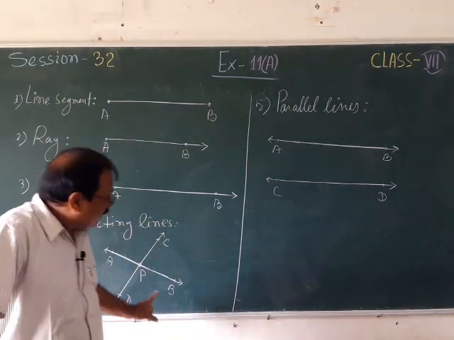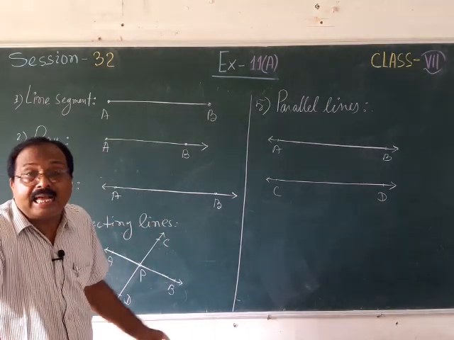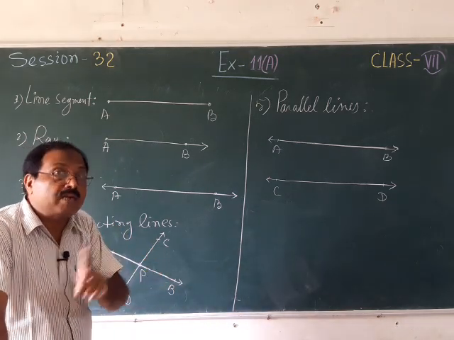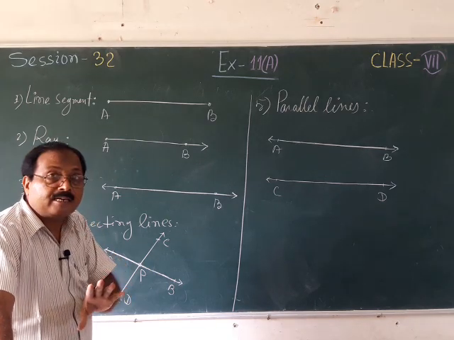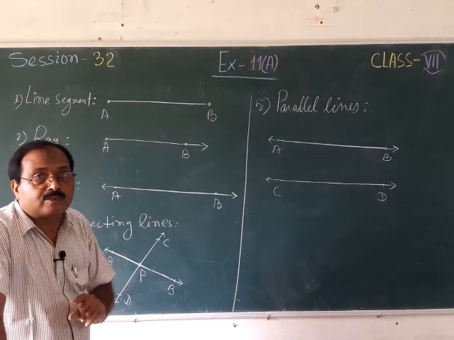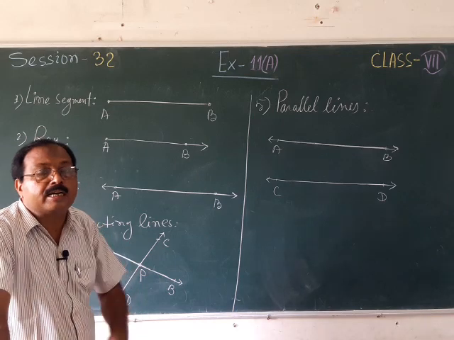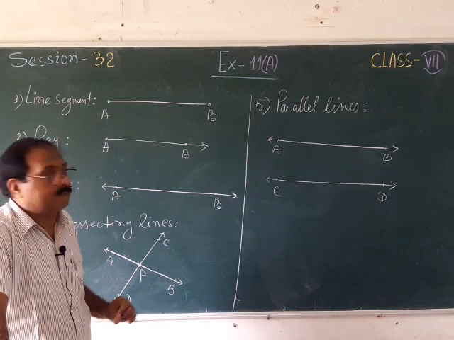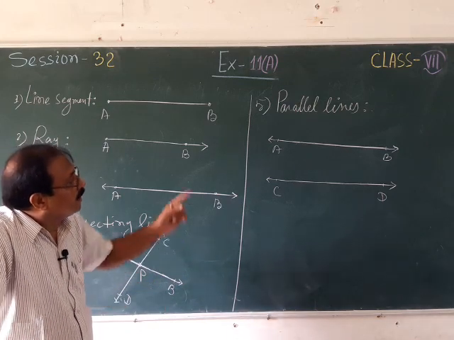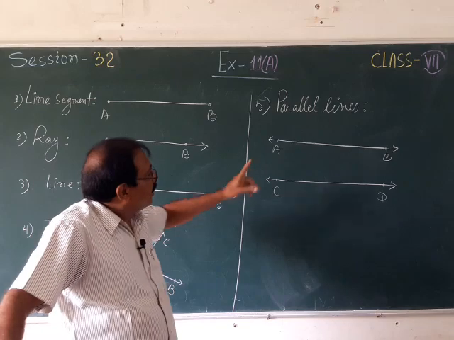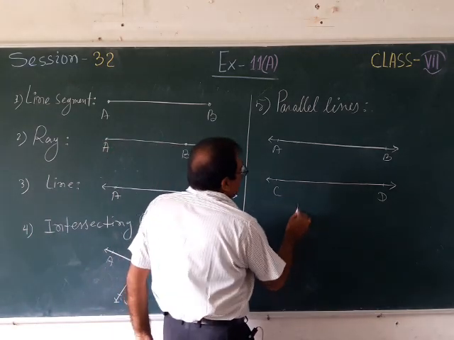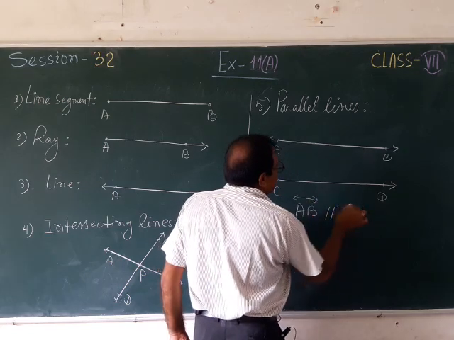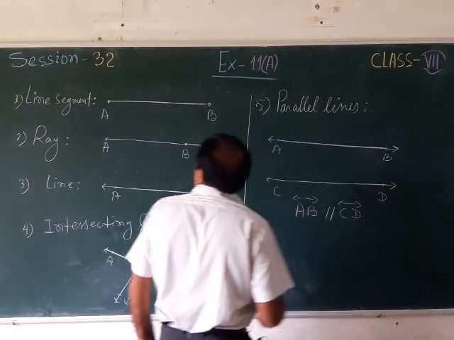And intersecting lines meet at a common point. That means 2 lines are meeting at only one point. This should be taken care of: 2 lines cannot meet at 2 points. 2 lines only meet at a single point, and this point is known as the point of intersection of these lines. And about parallel lines, what I have told, if AB is parallel to CD, it can be written as AB parallel to CD.